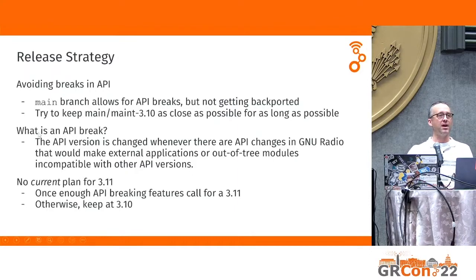So what's an API break? It's something that's going to impact our out-of-tree module ecosystem. It's something that's going to break your stuff. It might be minor, and we're hoping that anything we do would be very minor breakage, but it's something we're trying to avoid at this point. So there is no current plan for 3.11. We're just going to keep putting out 3.10 releases going forward, trying to make GNU Radio more stable, more maintainable, more feature-rich. So we're going to keep this at 3.10 for the foreseeable future.